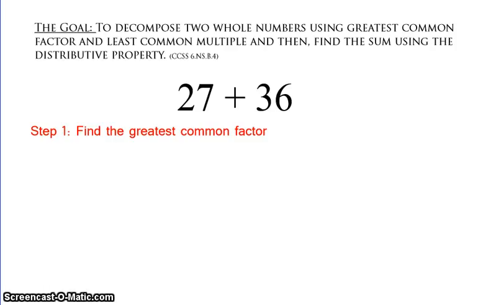So step one, we're going to find the greatest common factor. We're going to write 27, and we're going to write 36, and we're going to put an upside down division bracket around them. And now we are looking for prime numbers that go into 27 and 36, and we're going to start with the smallest one, which is 2. 2 will not go into 27, so we can't use it. We're going to move on now to 3.